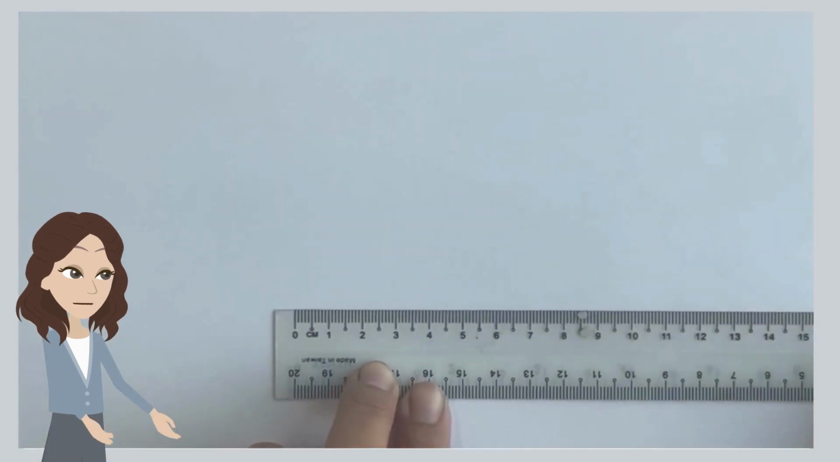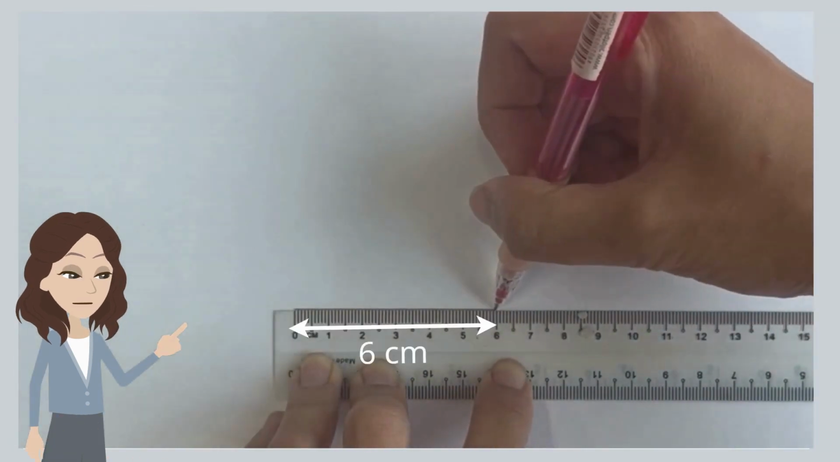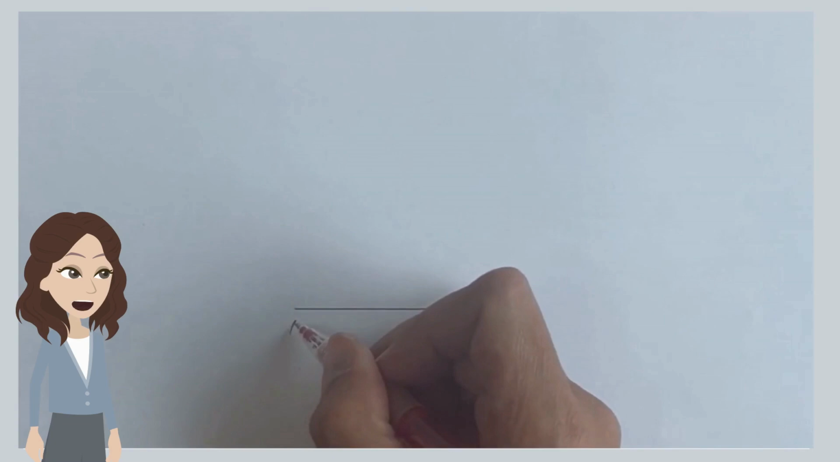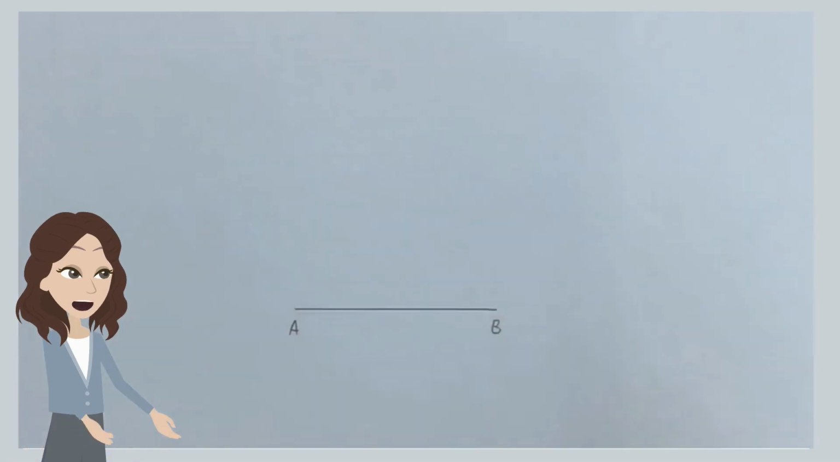Step 1. Draw a line AB that is 6 centimeters long using a ruler. Label points A and B.